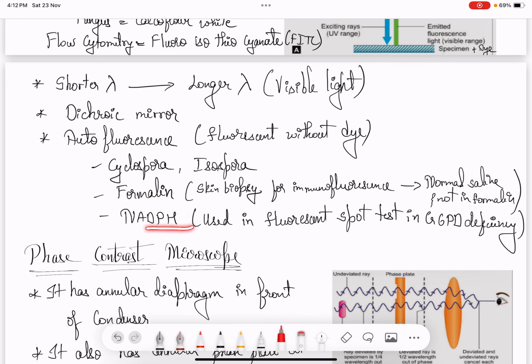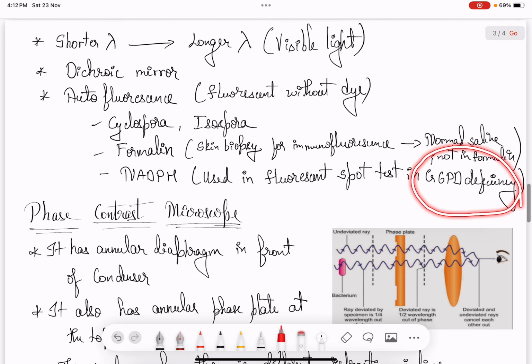So NADPH is used in the fluorescent spot test in G6PD deficiency. And coming to formalin, one of the applied aspects is that during skin biopsy, whenever you want to do immunofluorescence, you don't put the skin biopsy specimen in formalin. Why? Because formalin will show its autofluorescence, so you can't do the test. So while doing skin biopsy you put it in normal saline and not in formalin.